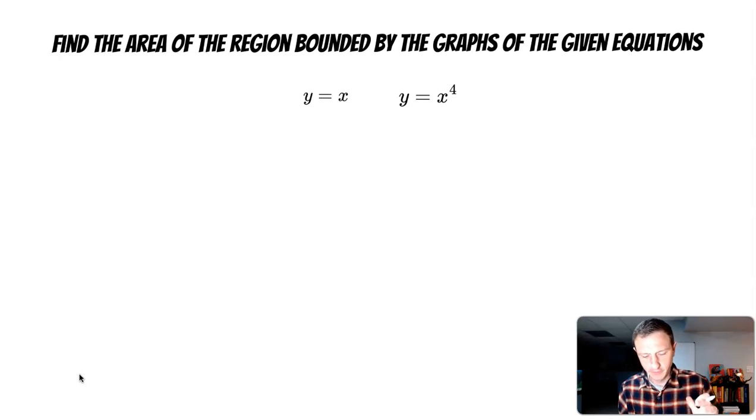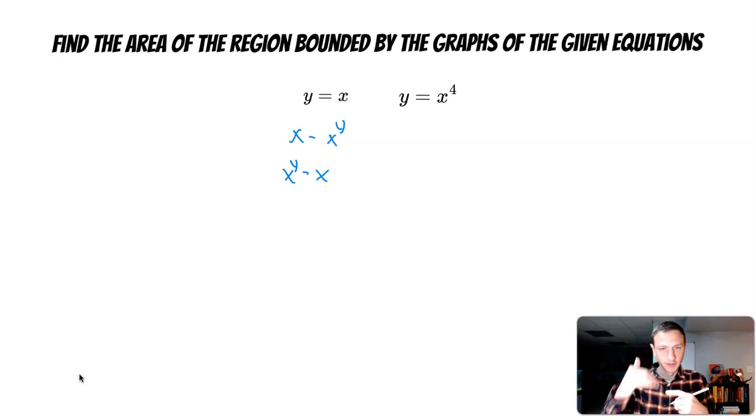Today's video, I want to take a look at finding the area of the region bounded by the graphs of some given equations. When we're looking for the area bounded by two equations, what we really want to know is, am I going to do x minus x to the fourth, or is it x to the fourth minus x? So understanding which one's on top and which one's on bottom.